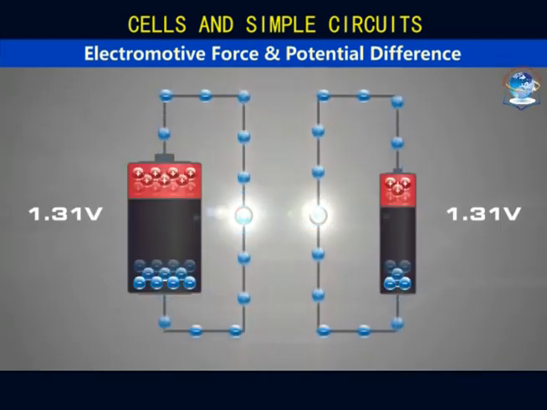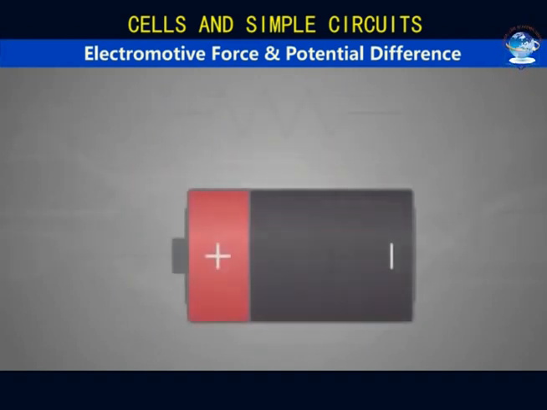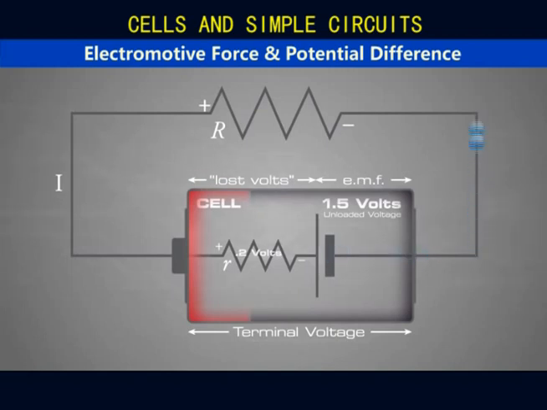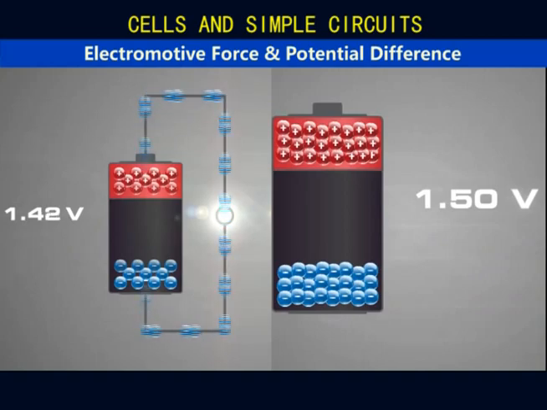And this is because when conducting, there is some amount of resistance in all electrical devices and components. When current flows, the voltage across the terminals of the battery is no longer the unloaded voltage. There is a voltage drop inside the battery due to the internal resistance of the battery itself. Both the potential difference and EMF are measured by a voltmeter.